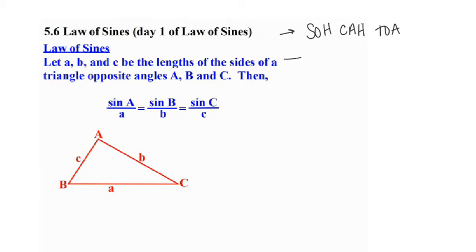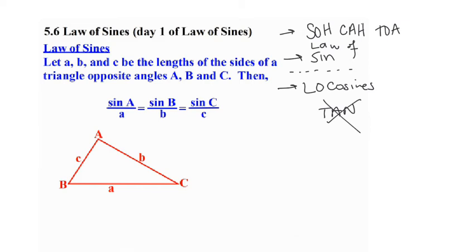If it's not a right triangle, the next thing you should try to decide is if you could use law of sines. Because that's the next easiest thing. Later, we will learn about law of cosines. And there is no law of tangents, so don't worry about that. So we'll do law of sines. We've got a couple days for that, and then we'll do law of cosines. But you should always start by thinking, okay, do I have a right triangle?